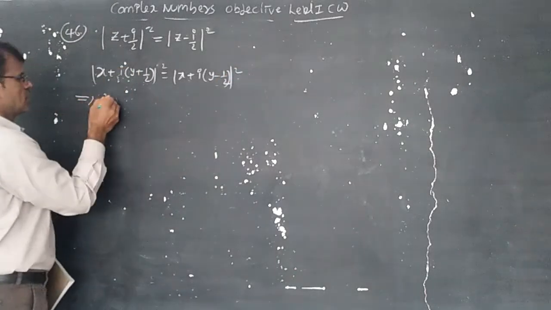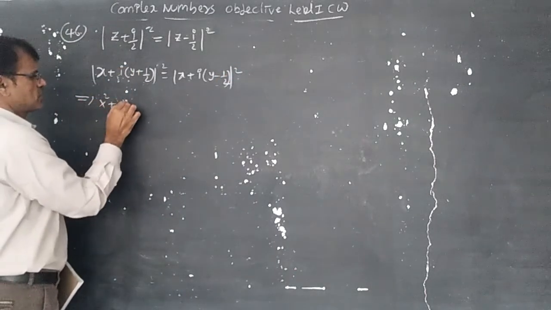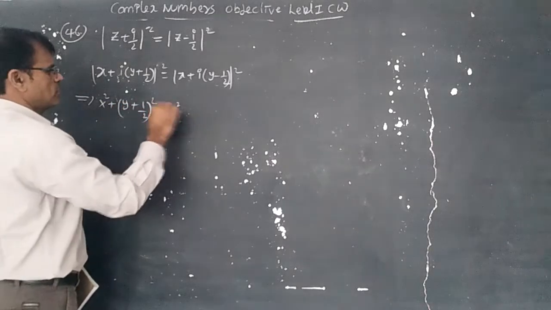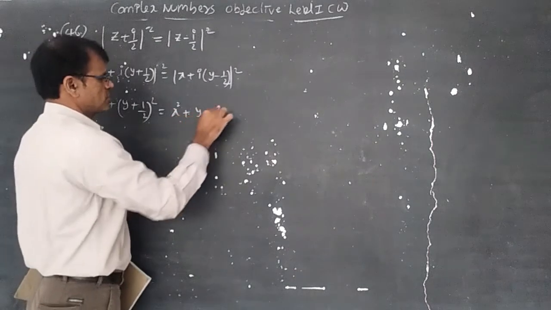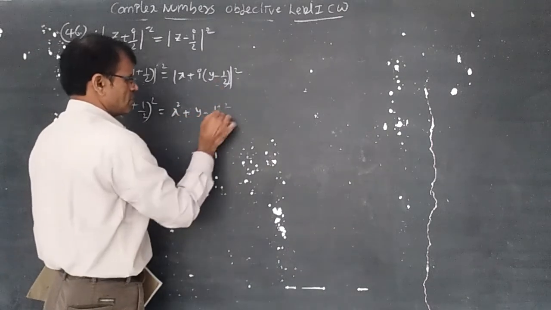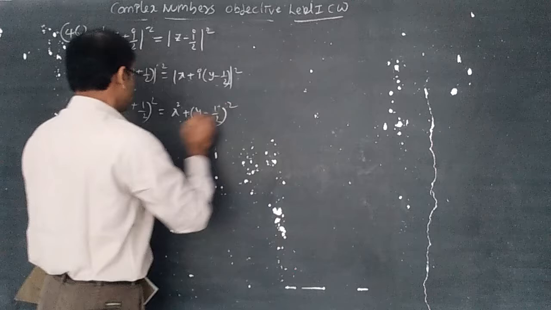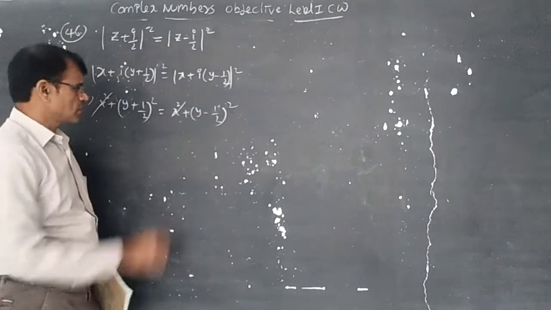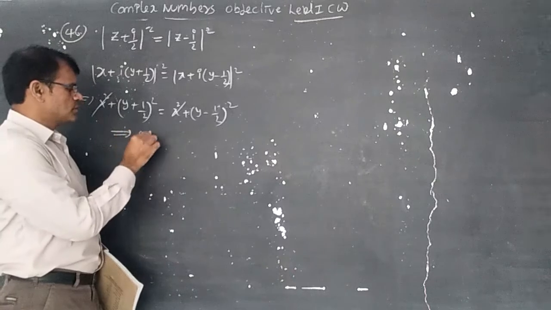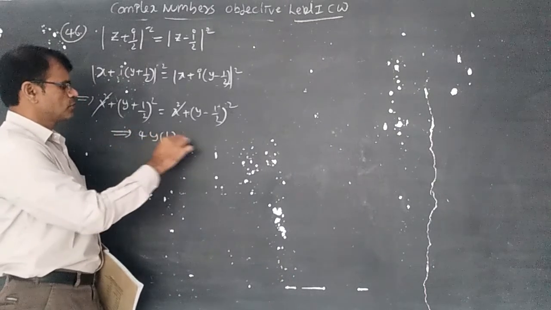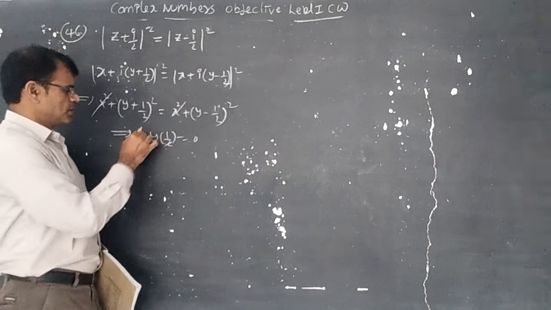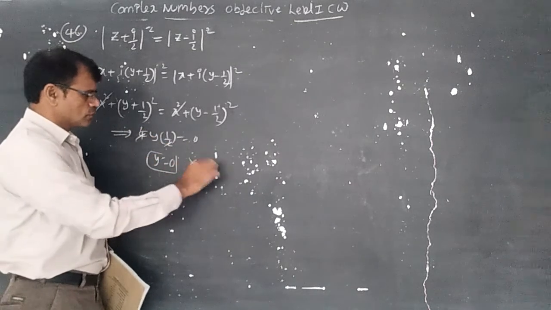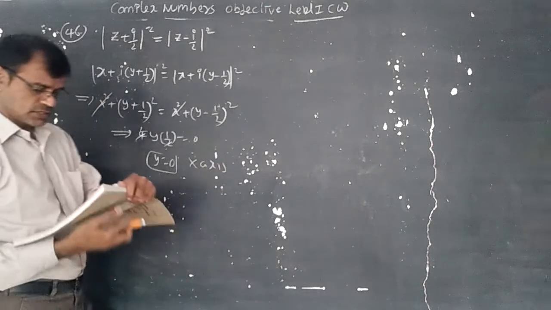That implies take the parts: x square plus y plus 1 by 2 whole square is equal to x square plus y minus 1 by 2 whole square. X square will be getting cancelled. Y plus 1 by 2 whole square minus y minus 1 by 2 whole square will be in the form of 4ab. So 4 into y into 1 by 2 equal to 0. It will be divided 2 times. 2y equal to 0. Of course, it is nothing but y equal to 0. So the locus is x-axis.